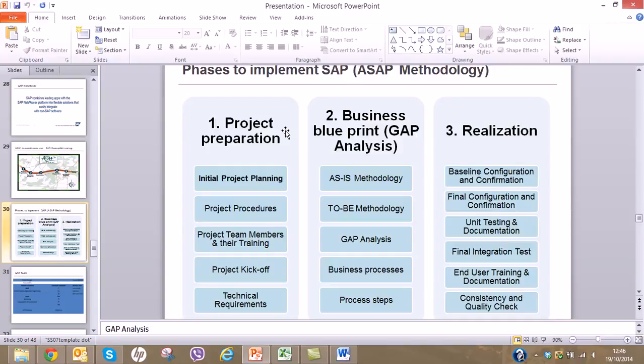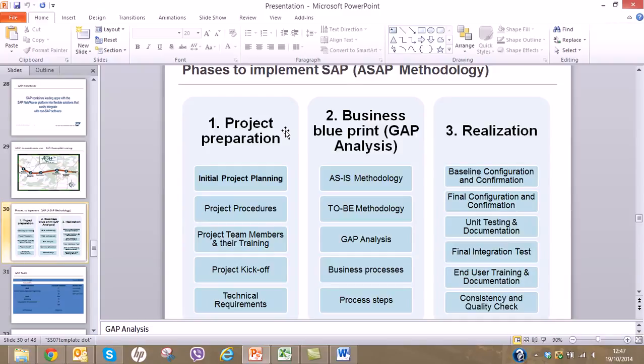So they give the POC. POC means proof of concept, how SAP works. They have made, you can say, a kind of assignment. That assignment is called POC, proof of concept, how SAP works. And the company will look at that and try to determine how SAP can be beneficial for its future. So this will be the initial project planning.